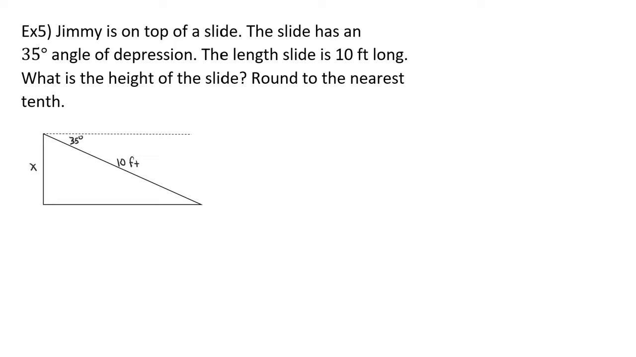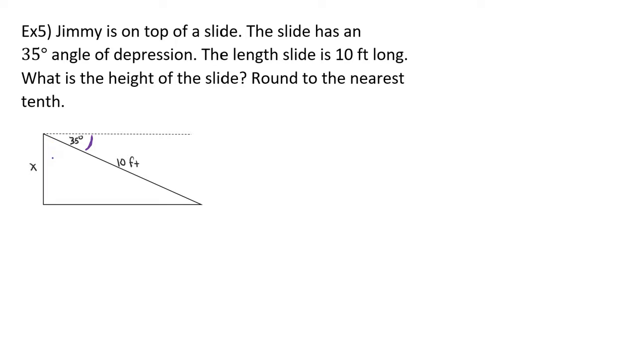Example 5. Jimmy is on top of a slide. The slide has a 35-degree angle of depression. The slide is 10 feet long. What is the height of the slide? So keep in mind with angles of depression, the angle of depression is referring to the angle that is right here. However, you'll notice our triangle doesn't have any angles written in it. That is because you actually need to find this angle.